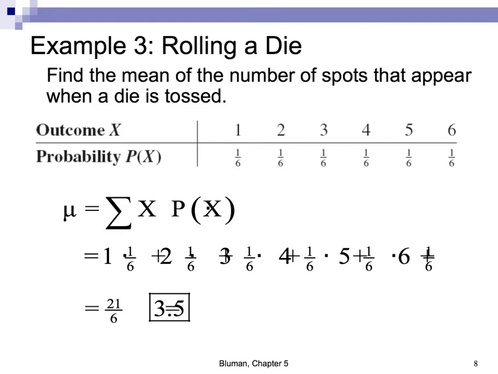Okay, that would be the average if we were to roll the dice 100 times and write down all of our numbers. On average, we'd get 3.5. That's what that's saying. So you take each of these and you multiply them.